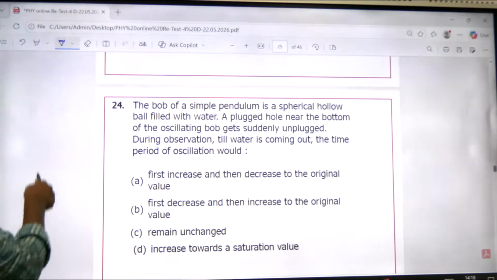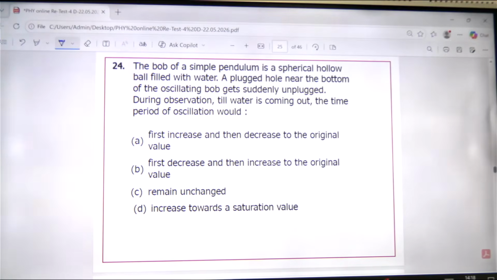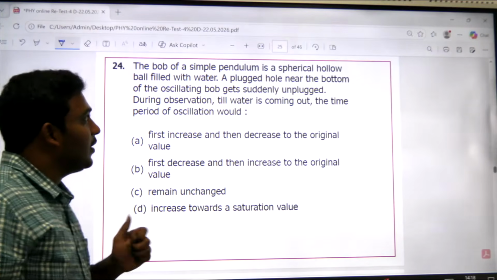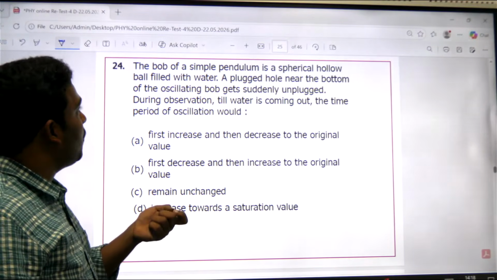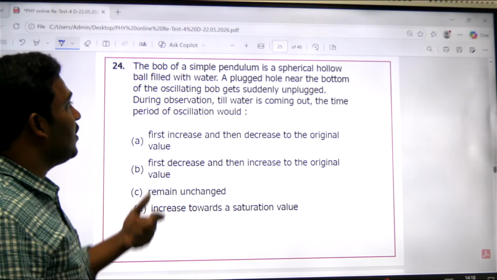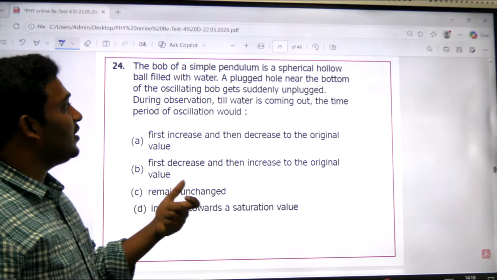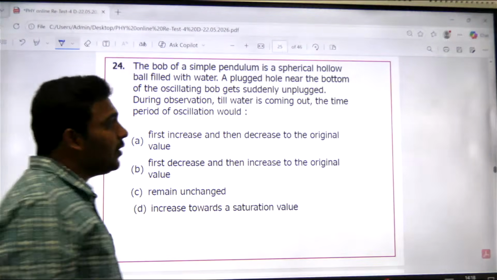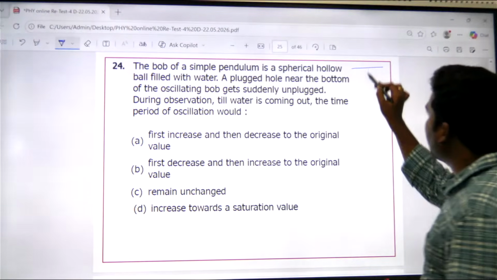Question number 24. The bob of a simple pendulum is a spherical hollow ball filled with water. A plugged hole near the bottom of the oscillating bob gets suddenly unplugged. During observation, till water is coming out, the time period of the oscillation is asking what happens to the time period if the water is leaking out of the bob.